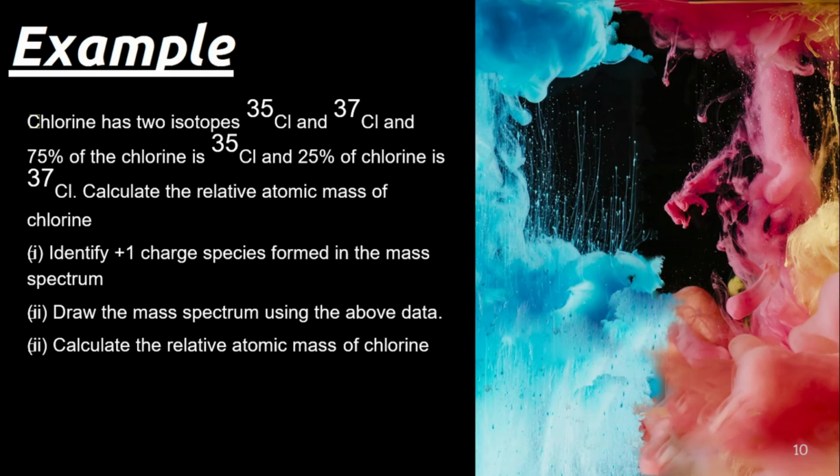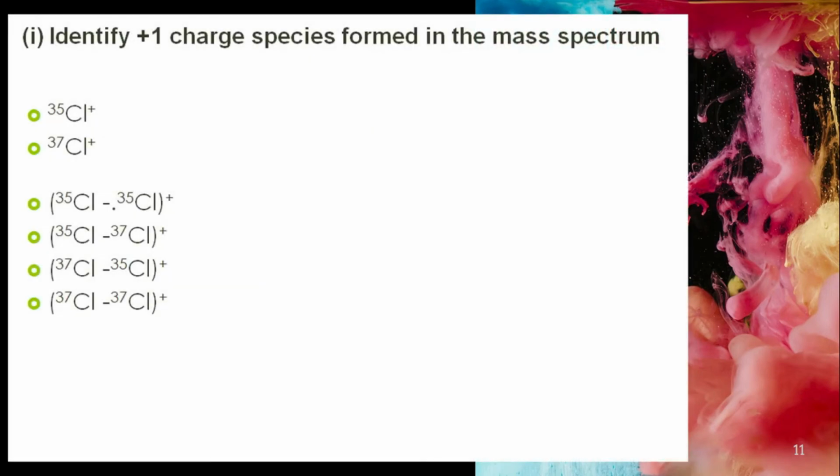So there are three steps of how we do this. First we have to identify the +1 charge species, then we have to draw the mass spectrum, and then we calculate the relative atomic mass of chlorine. In order to identify the +1 charge species found in the mass spectrum, we separate the species into fragmented ions and molecular ions. Fragmented ions are usually the single ions, which is 35Cl+ and 37Cl+.